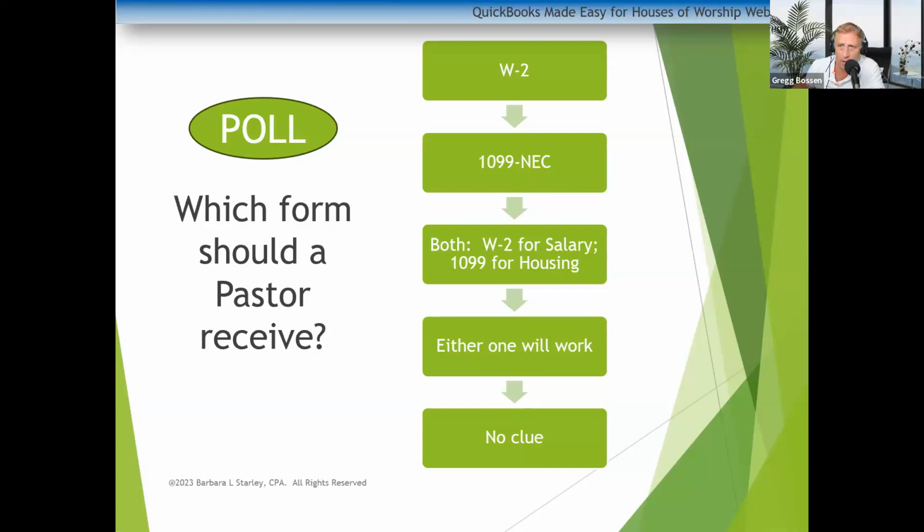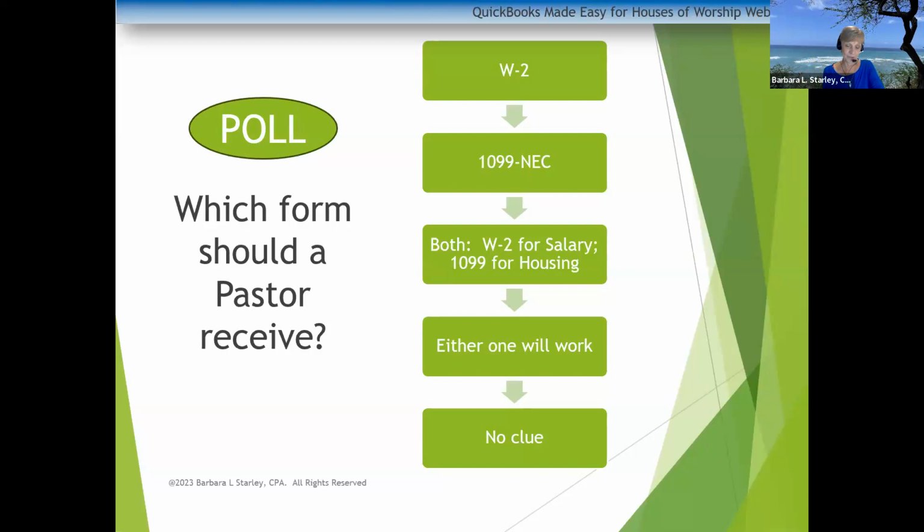Sure. Now I'm going to end the poll and share the results. Okay. Looks like a chunk got it right, but it looks like we need to hammer this. I'm really glad to see this because the answer to the question is the pastor always gets a W-2, and only a W-2. This is really important because I see 23% of you actually said they should get both. But just because they're considered dual status, they're still considered an employee and they get only a W-2.